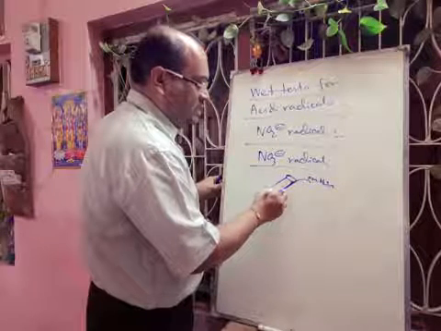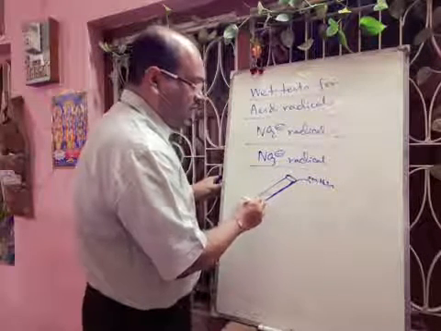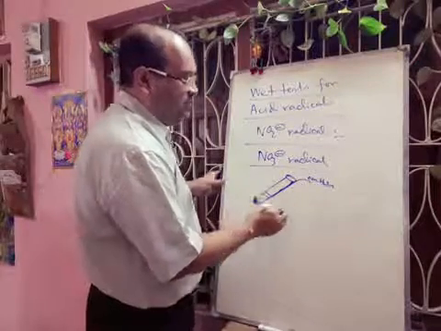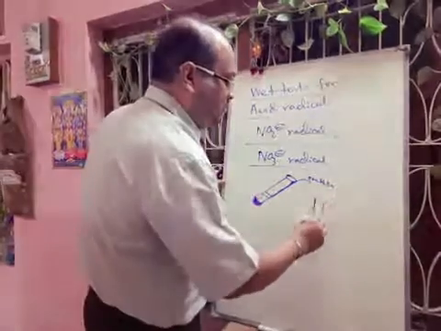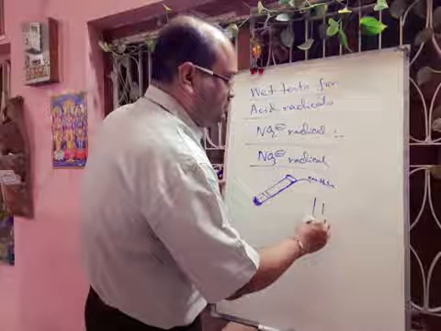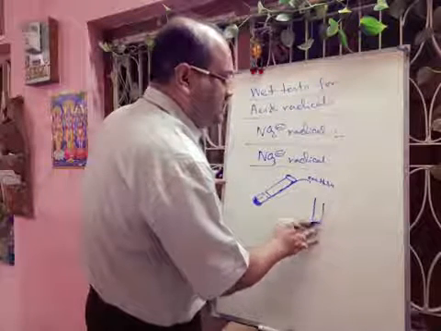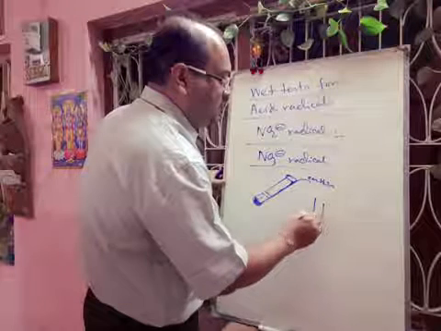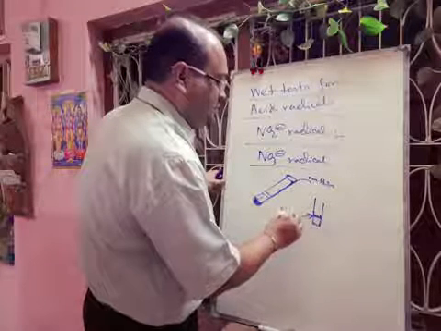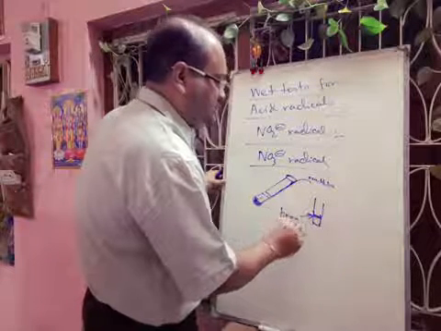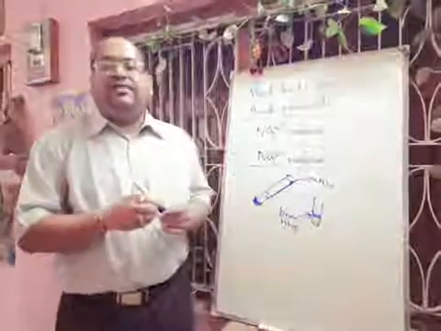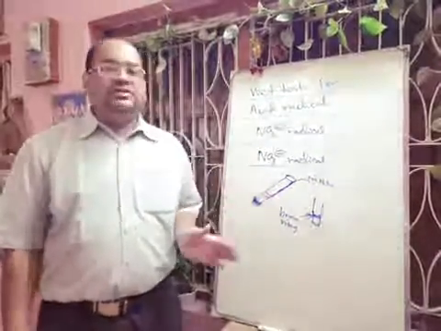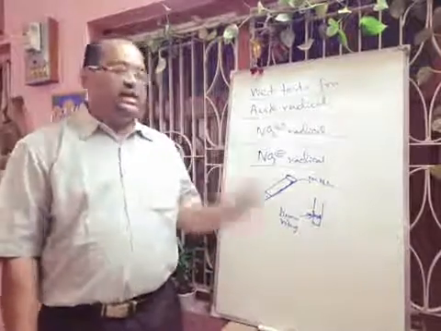Slowly, as it is heavier, it will go to the bottom and form a layer. If there is a formation of a brown layer at the junction, a brown ring, then you can confirm that your sample contains the nitrate radical. So in this way we can also confirm the nitrate radical.